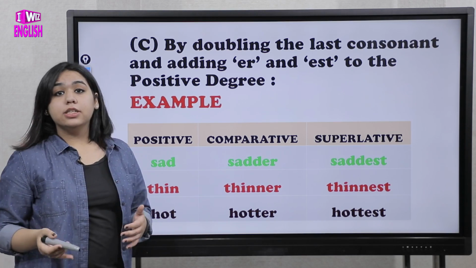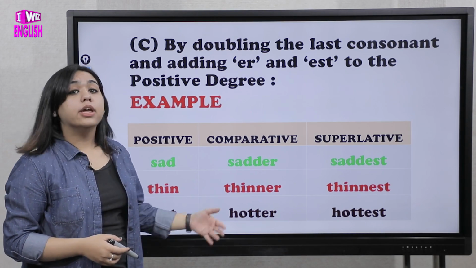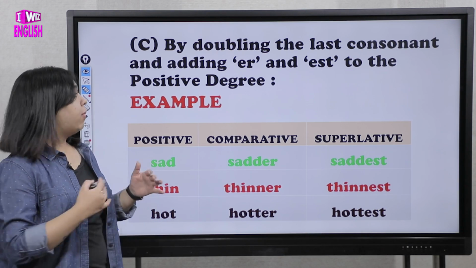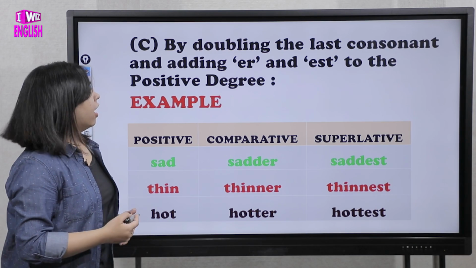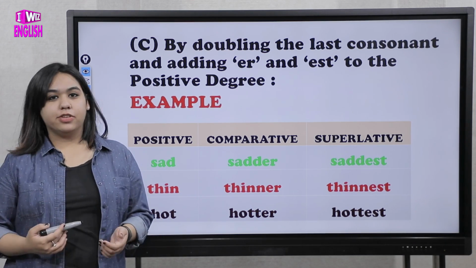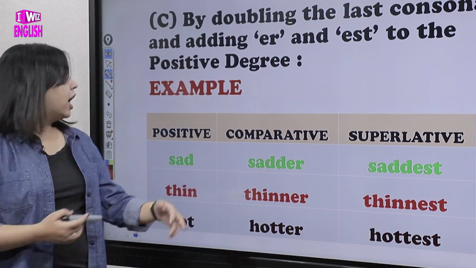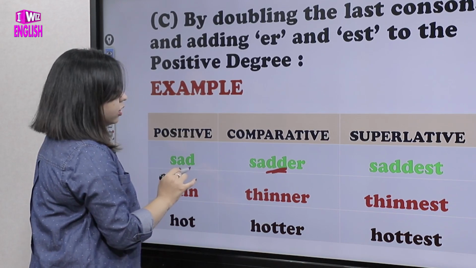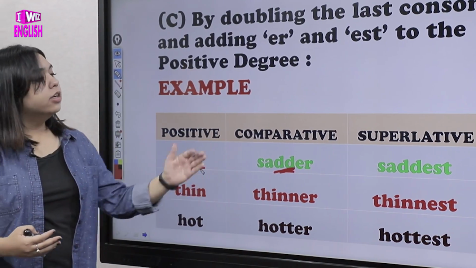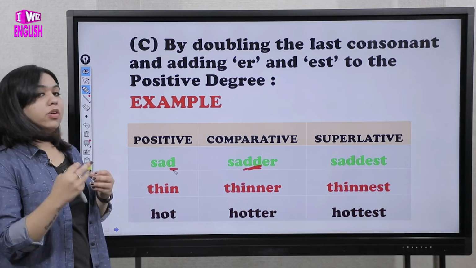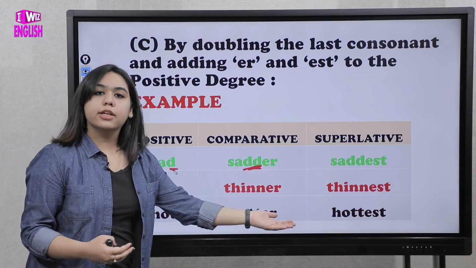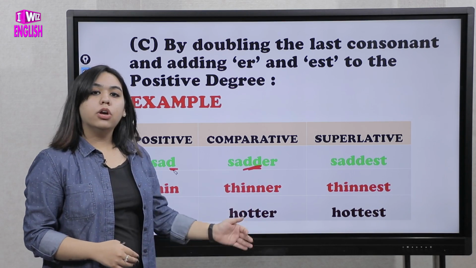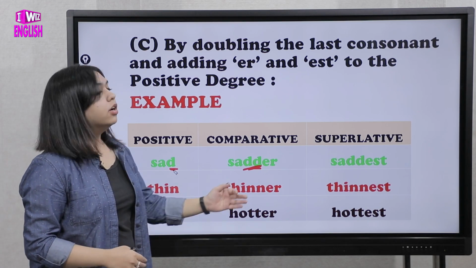Now, the next method is, sometimes what happens is the letter gets doubled. Let's read. By doubling the last consonant, we'll double it first and then add ER and EST to the positive degree. Let's see how. Sad, sadder. Now, you see that in sadder, we doubled the last consonant. Sad, sadder, saddest. The basic rule remains the same. You are adding ER and EST. Just the change is that you are doubling the letter. Okay. Thin, thinner, thinnest. Hot, hotter, hottest.